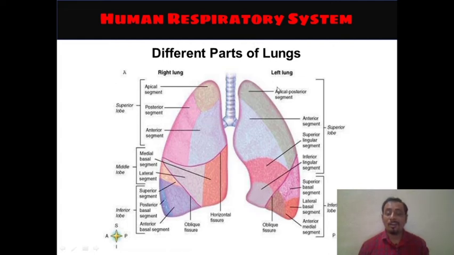Let's see about the left lung. The left lung contains two lobes, superior and inferior. The upper or superior lobe is made up of four segments. Which are these four segments? Apical posterior segment, anterior segment, superior lingular segment, inferior lingular segment. And let's see about the inferior or bottom lobe, the second lobe of the left lung. There are three segments: superior basal segment, lateral basal segment, and anterior medial segment.